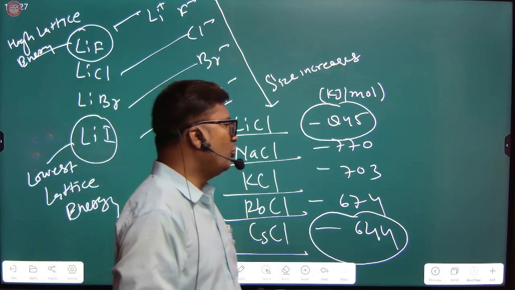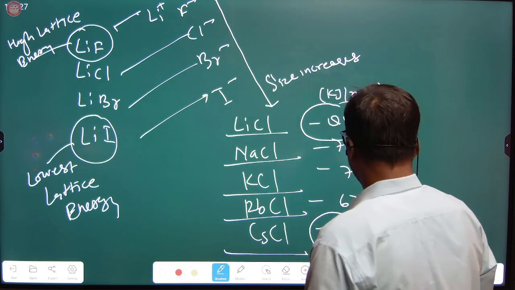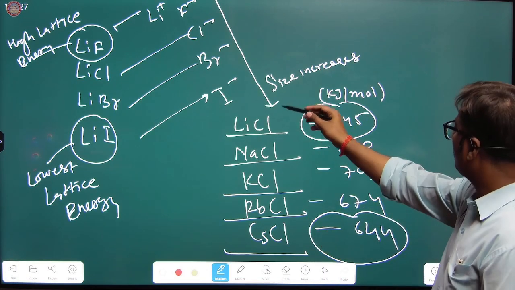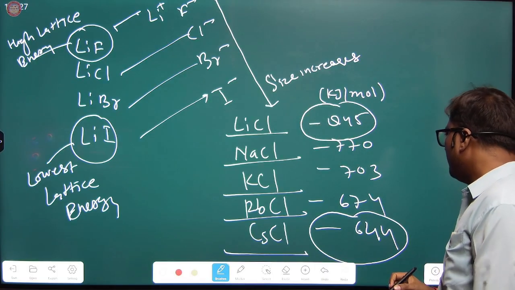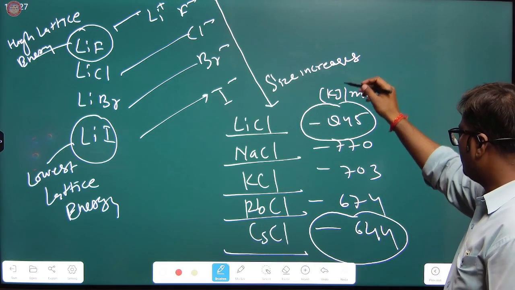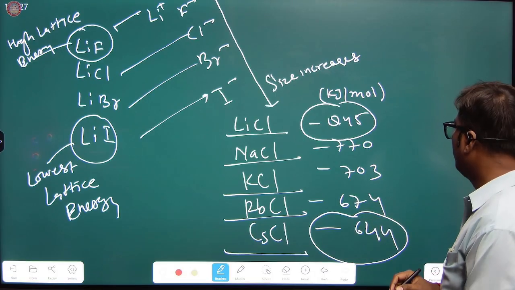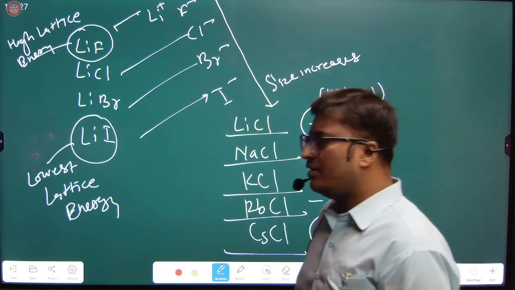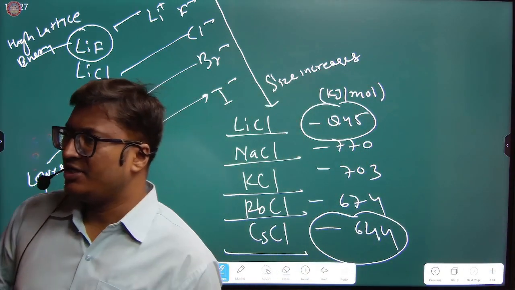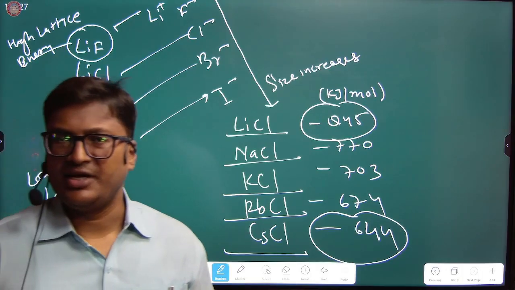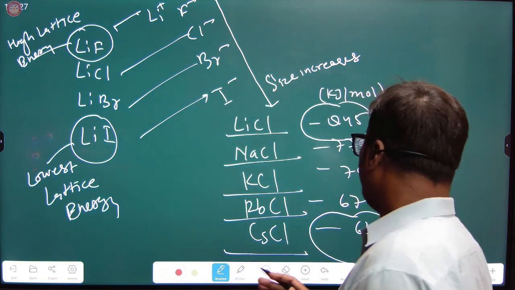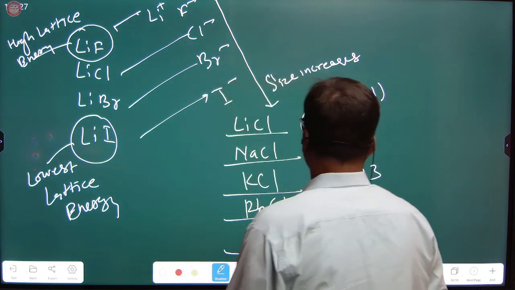So the lowest lattice energy in this group is for cesium chloride, and the highest lattice energy is for lithium chloride. So lattice energy decreases down this group. From this data you can explain. So these are the various parameters, examples and data which confirm the lattice energy and its concept, right?